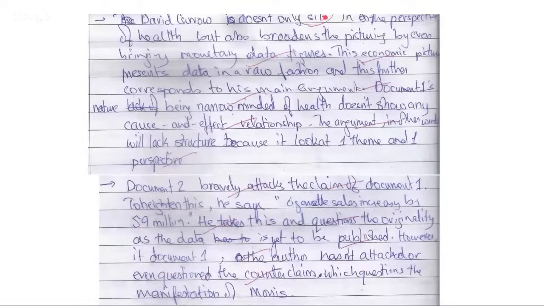Continuing, David Kuro doesn't only sit in the shoes, in the perspective of health, but also broadens the picture by even bringing monetary data figures. This economic picture presents data in a raw fashion, and this further corresponds to the main argument. Document 1's nature, being narrow-minded of health, doesn't show any cause and effect relationship. The argument, in other words, will lack structure because it looked at one theme and one perspective. So just to reiterate, document 2 was more broad-minded, more open, rather than document 1 just looking only at health, which makes it kind of weak.